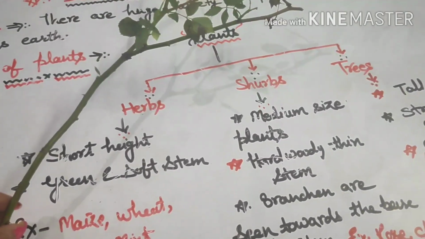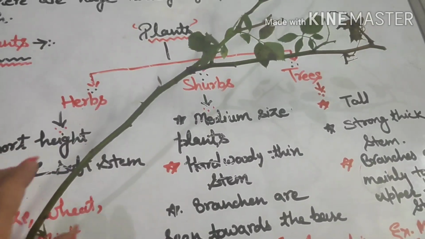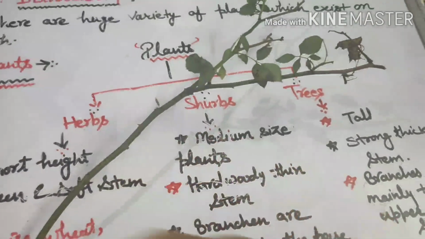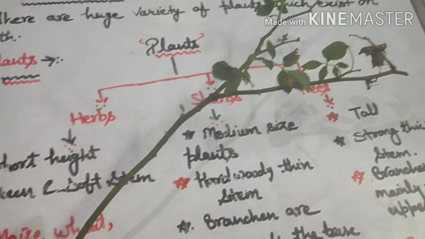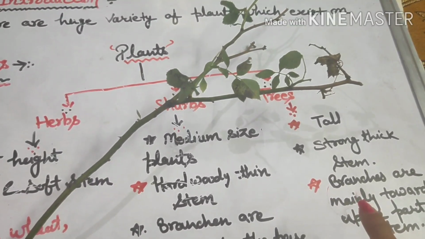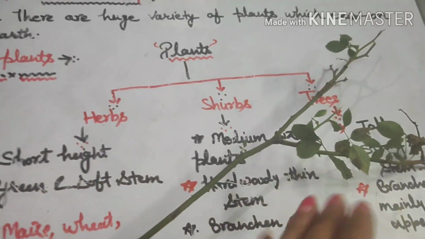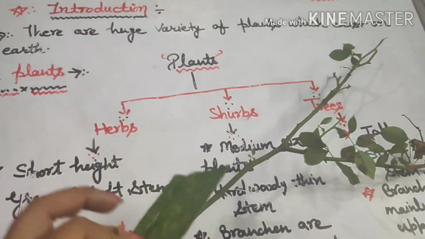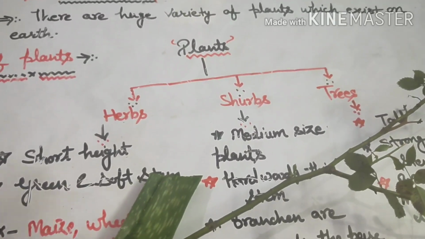If we compare the stems of shrubs and trees, you can see that shrubs have a thin stem, but trees have a strong and thick stem. So this is the basic difference between herbs, shrubs and trees. Now I hope you understood properly what exactly herbs, shrubs and trees are.